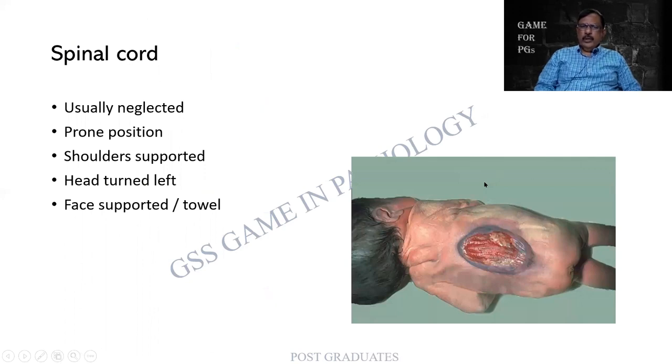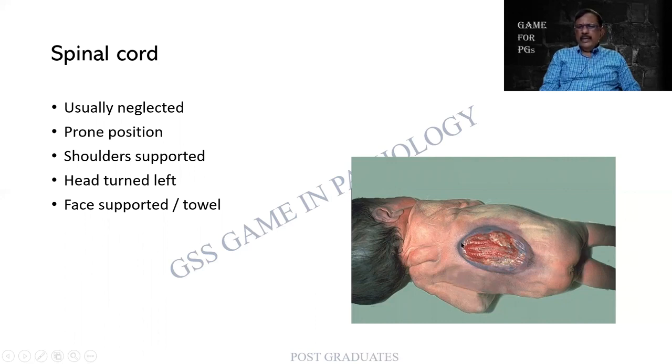The spinal cord is usually a neglected area because autopsy is not completely done in this. Exposure is a little tedious. The patient, as I told you, or rather the body, is kept in a prone position, the shoulders are supported, the head turned to one side, and again supported with a towel. Otherwise, it will be hanging. And it has to be open along the midline.